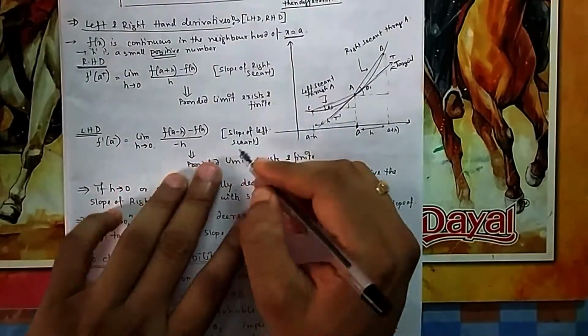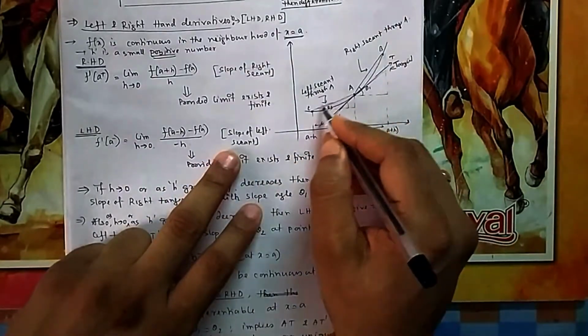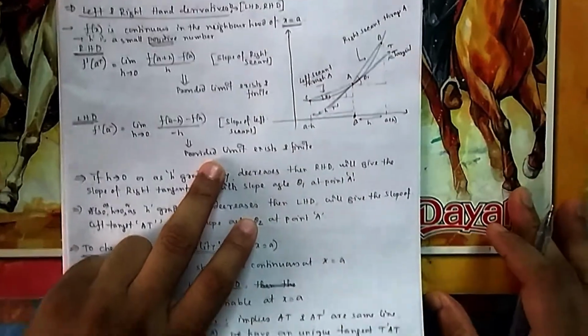You make this correction in your notes. The slope of this is the left secant. This is the secant that you have drawn through a. That again, provided that the limit exists and is finite.